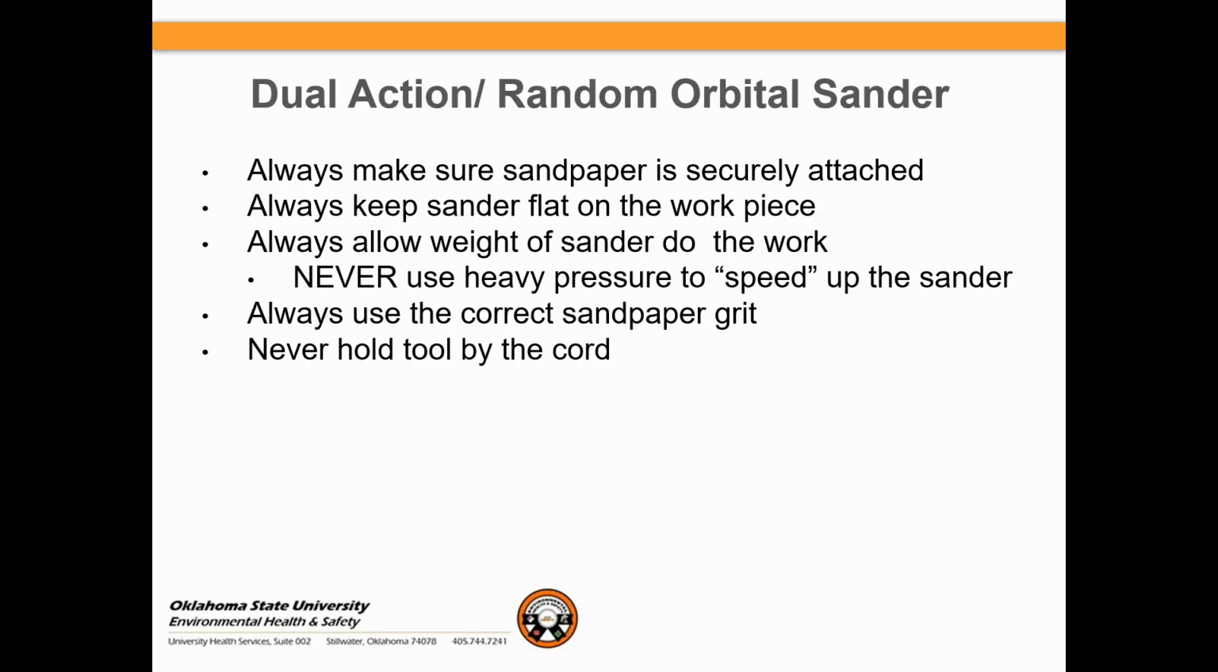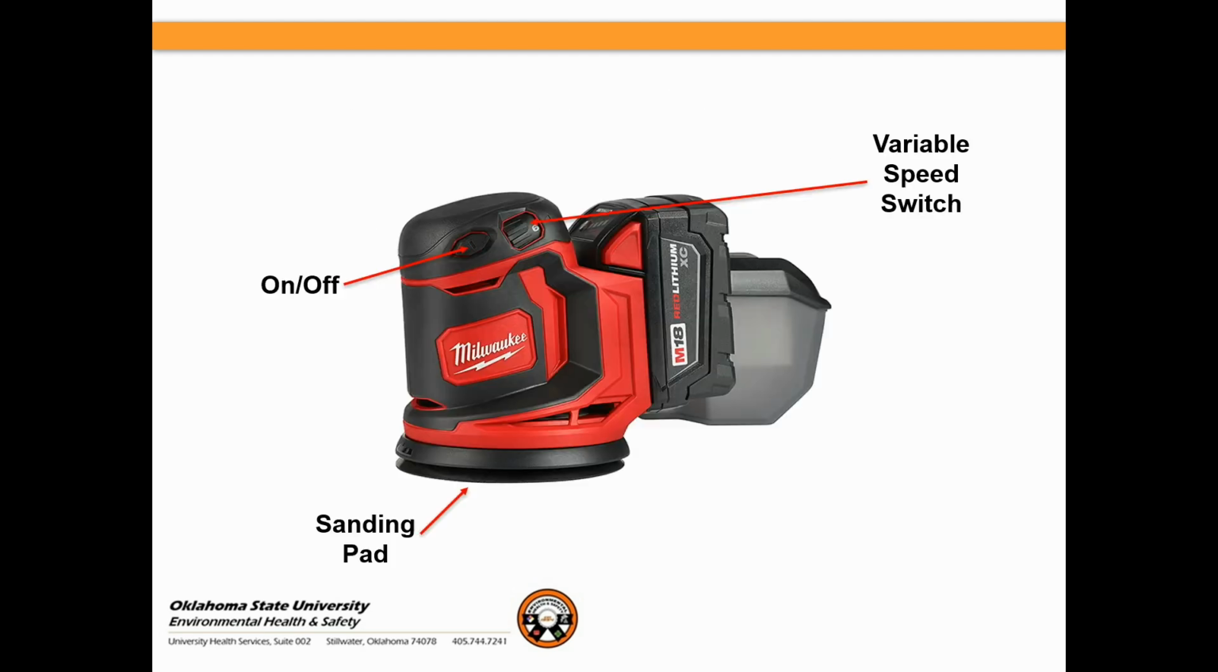When we get to the next one, we're going to talk a little bit about sanders. These are all things you'll use in woodworking. The dual action or the random orbital sander: always make sure sandpaper is securely attached. Always keep the sander flat on the workpiece. Always allow the weight of the sander to do the work. Never use heavy pressure to speed up the sander. Always use the correct sandpaper grit. And once again, never hold the tool by the cord. And that's for the DA, or some people call it dual action, or it may be the random orbital sander.